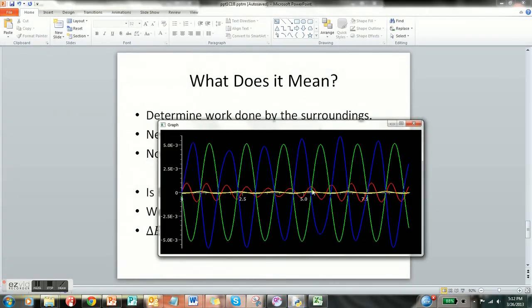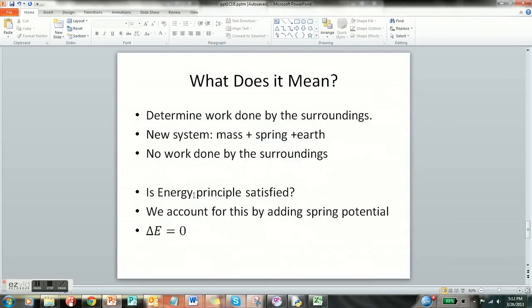The sum of all the energies is this yellow line, which is constant and at 0. Potential energy is the negative of work, so if the spring had been outside of the system, work would have been done by the spring, but we account for that by adding in the potential energy, so delta E is equal to 0.